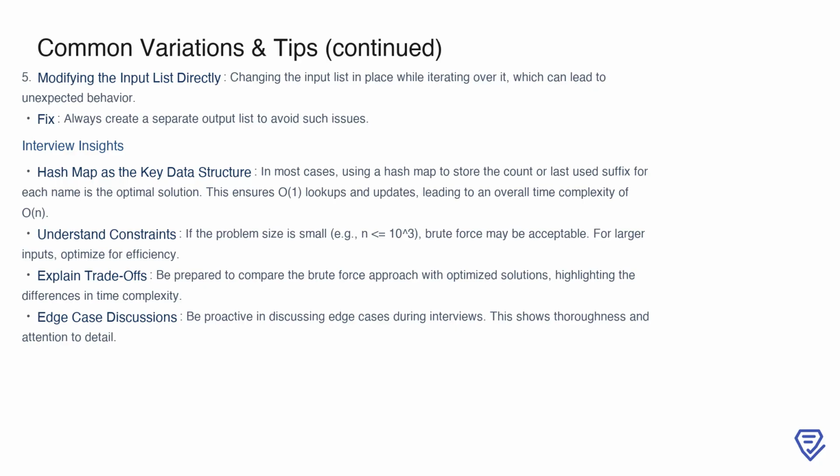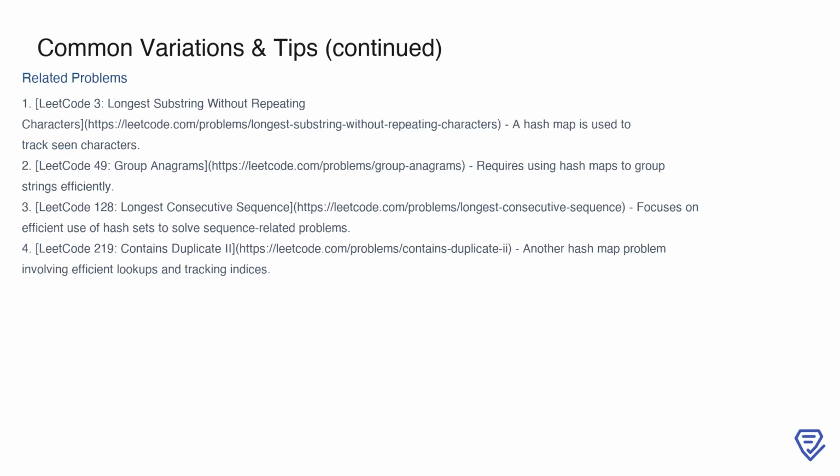This problem shares similarities with several other LeetCode problems that also rely on hash maps. For instance, in problem 3, longest substring without repeating characters, a hash map is used to track characters that have already been seen. In problem 49, group anagrams, hash maps are used to efficiently group strings based on their properties.